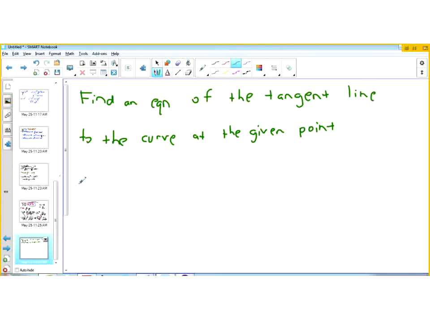So if we have y equals sine x plus sine squared x, and we want to find the equation of the tangent line to this function at, say, the origin, 0, 0. The equation then would be y is equal to mx, so all we have to do is find m. The slope of the tangent line, m, is equal to the derivative of the function.